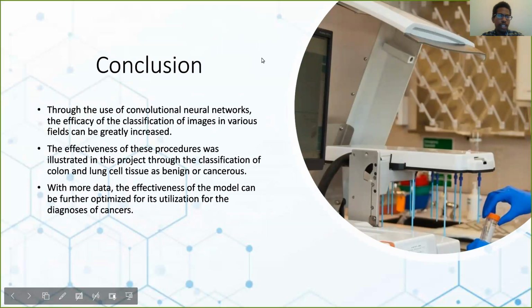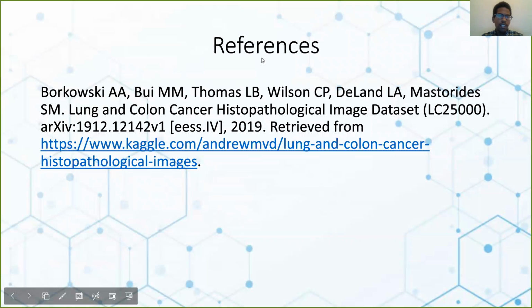Through the use of convolutional neural networks, the efficacy of the classification of images in a variety of fields can be greatly increased. The effectiveness of these procedures was illustrated in this project through the classification of colon and lung cell tissue as benign or cancerous. With more data, these models could potentially be generalized to a variety of different illnesses to aid classification of different pathologies for doctors. Once again, much credit goes to Borkowski in 2019, as they created a data set that exhibited high reliability.